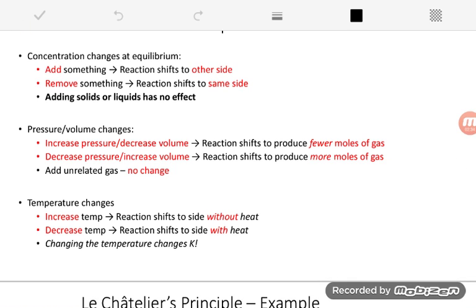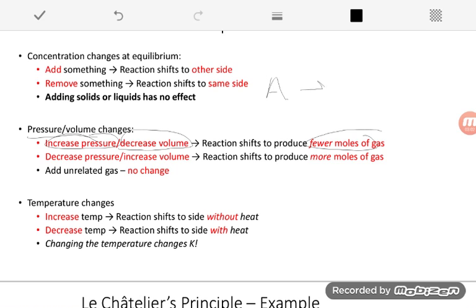Next one we can talk about are pressure and volume changes. My basic rule here is just think about how much stuff you have and if you have enough room to fit it all. So for instance, let's say you took a reaction and you decrease the volume or increase the pressure. When you do that, that's really limiting the amount of space you have. So your reaction is going to try and shift to the side that has less stuff, or the side that has fewer moles of gas.